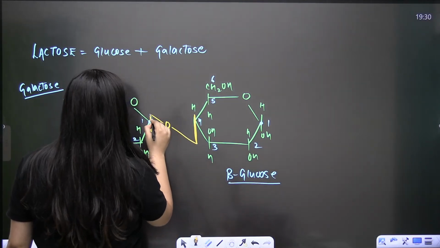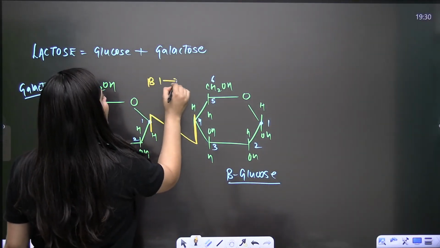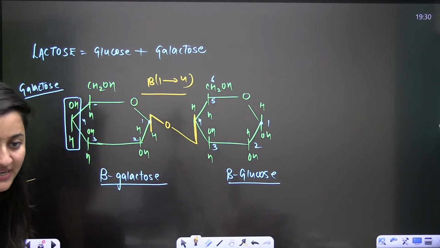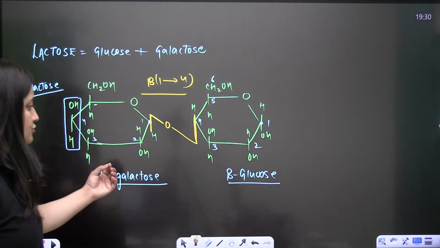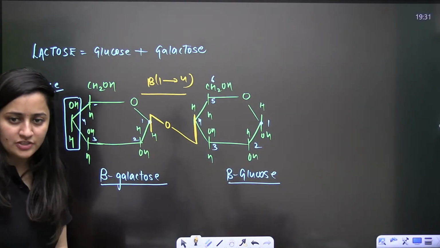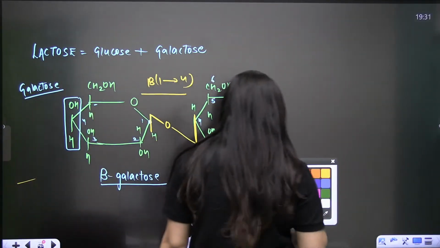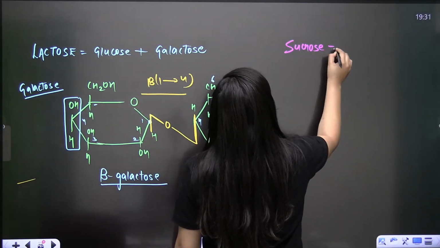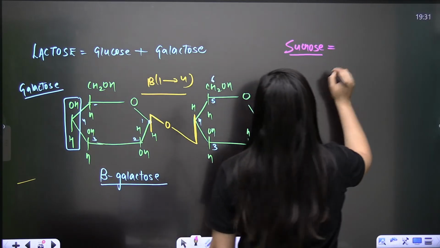Yes. So it is showing beta 1,4 linkage in your lactose. Clear? It is showing beta 1,4 linkage in your lactose. So lactose is galactose plus glucose. And in the same way you have the sucrose. Now this sucrose is very interesting. I'll tell you about the properties here.